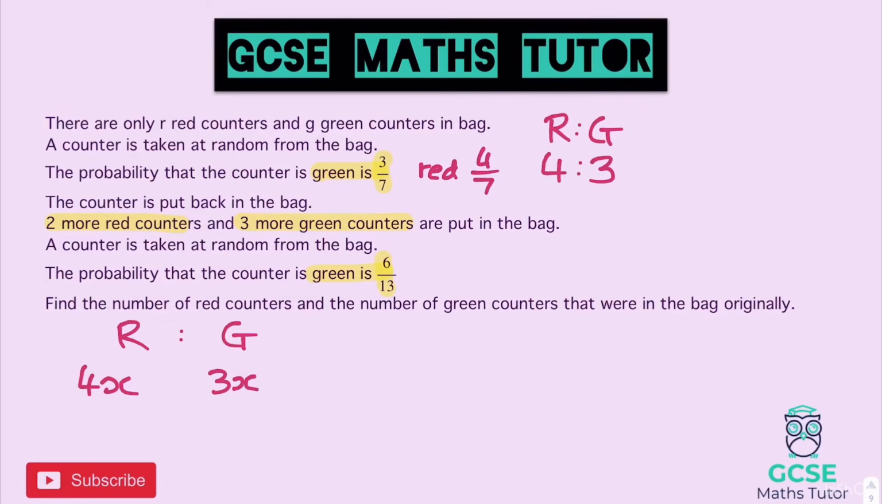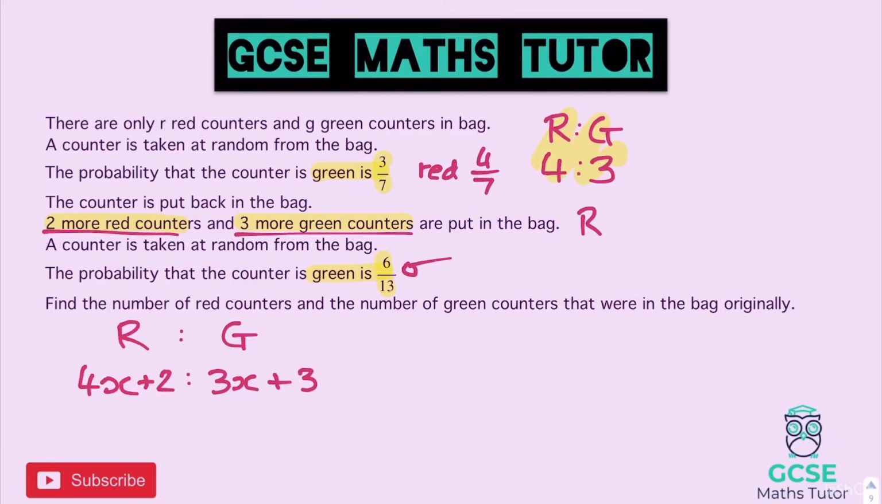Now it says that 2 more red counters are being put in, so that would be 4x plus 2, our new little ratio. And it says that 3 more green counters are put in, so that'd be 3x plus 3. So that there is our ratio once these counters have been put in the bag, 4x plus 2 to 3x plus 3. And it says that now we've got this probability here, and if we have a look at writing this probability like we did just here, red to green, we'll see what it is now.